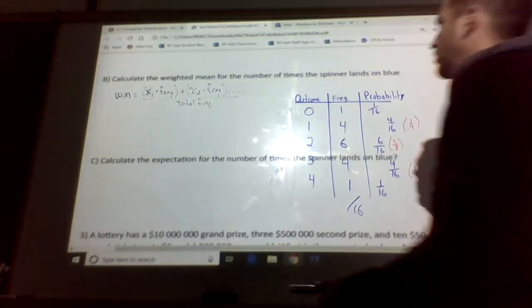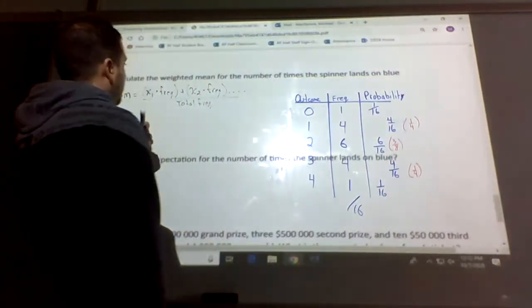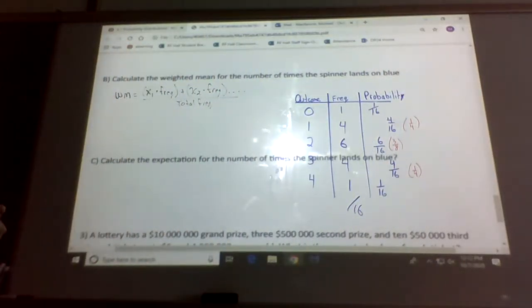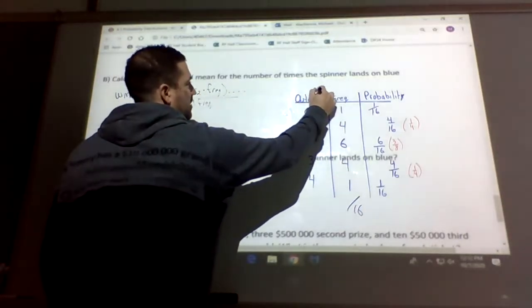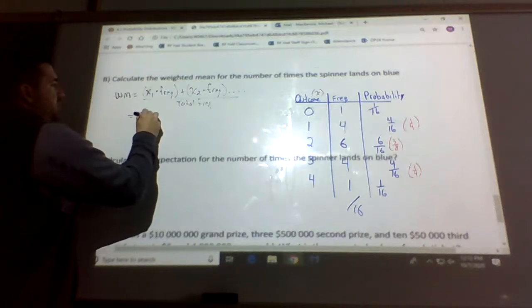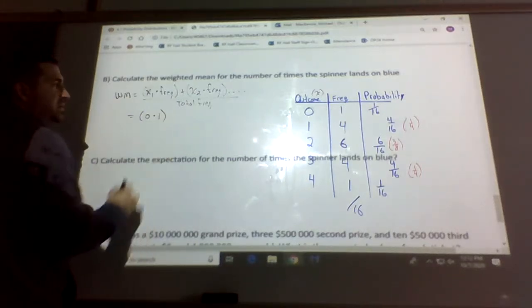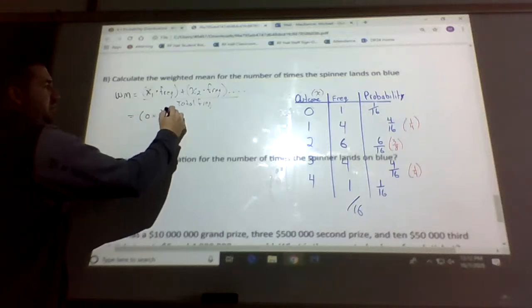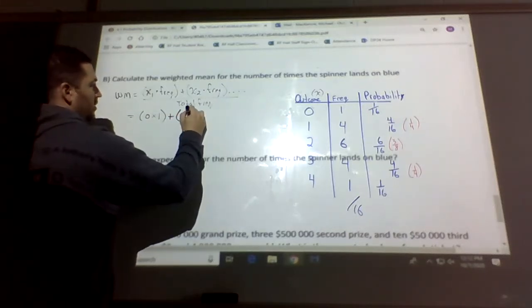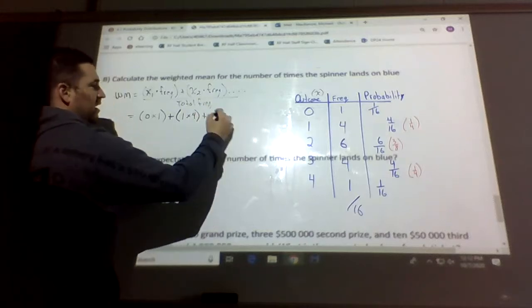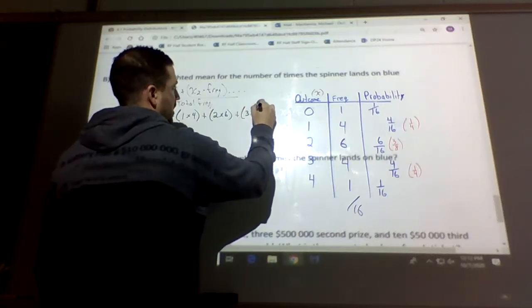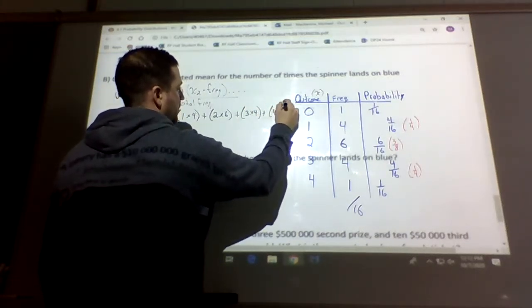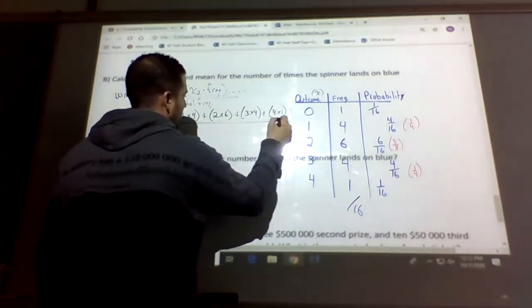Okay, so these are outcomes times the frequency, so x1 times its frequency. So now we go here, the outcomes times the frequency. Your first outcome, this is x by the way, is 0. So we have 0 times 1, or you could put the multiplication sign, plus 1 times 4, plus 2 times 6, plus 3 times 4, and lastly 4 times 1, over the total frequency, which is 16.